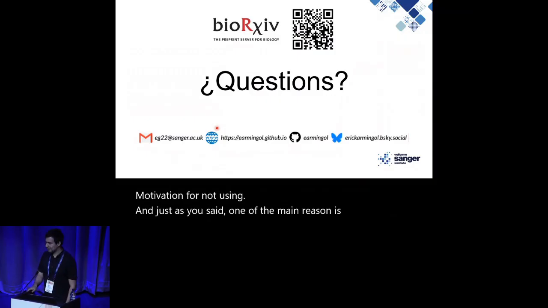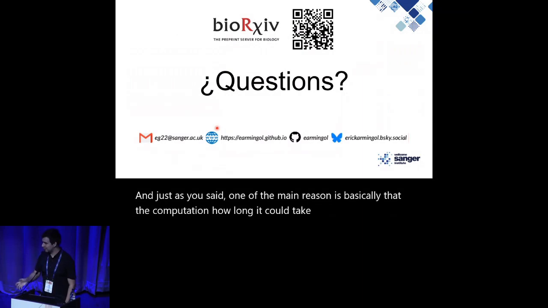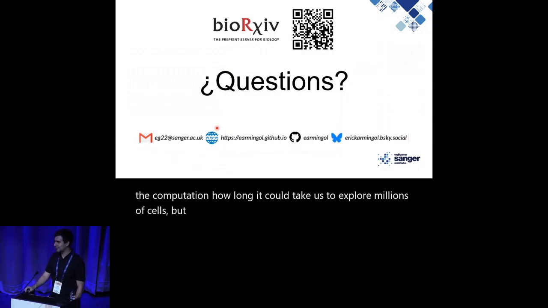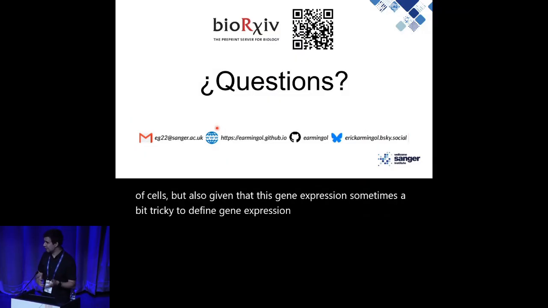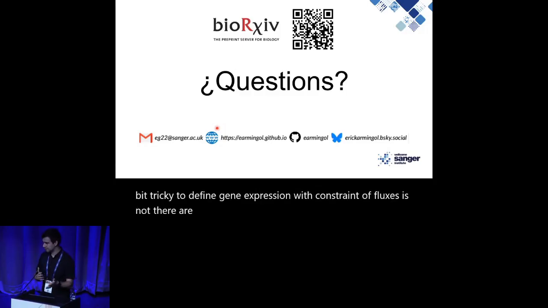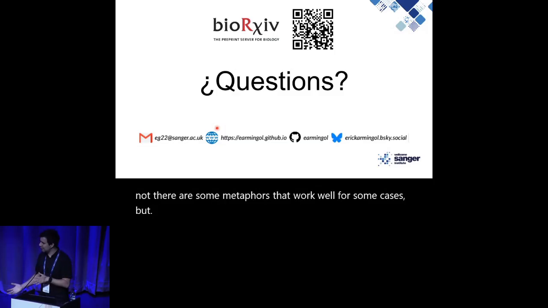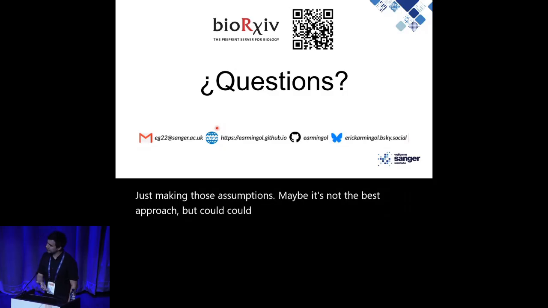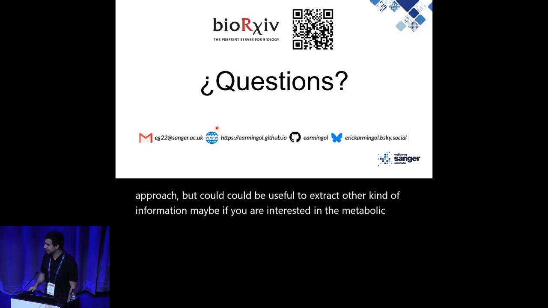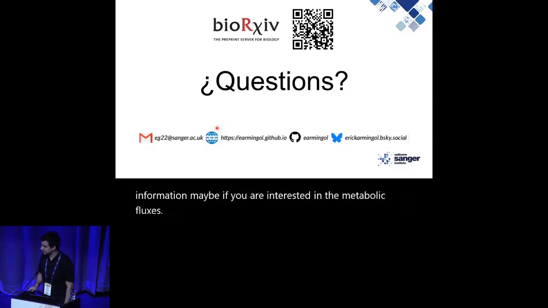basically the computation, how long it could take us to explore millions of cells, but also, given that gene expression is sometimes a bit tricky to define with constraint of fluxes. There are some methods, of course, that work well for some cases, but just making those assumptions maybe is not the best approach, but could be useful to extract other kind of information, maybe if you are interested in the metabolic fluxes.